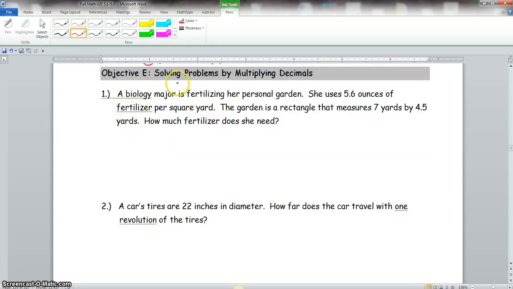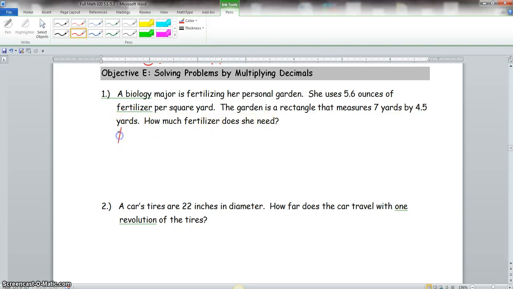Now let's look at objective E. These are our last two problems. It says solving problems by multiplying decimals. A biology major is fertilizing her personal garden. She uses 5.6 ounces of fertilizer per square yard. The garden is a rectangle that measures 7 yards by 4.5 yards. How much fertilizer does she need?